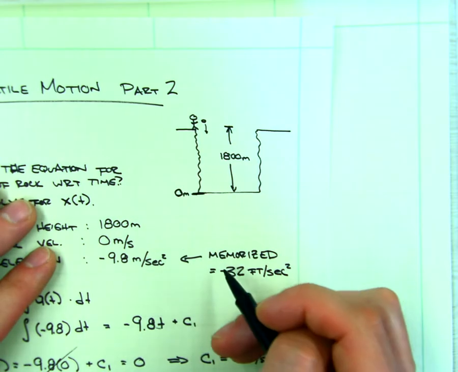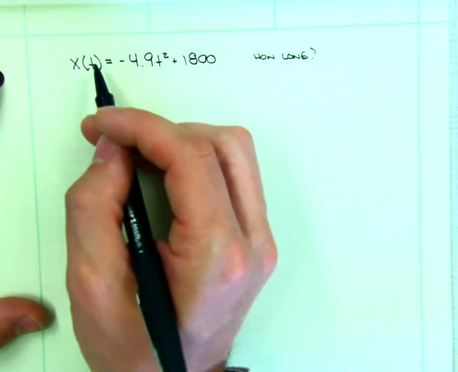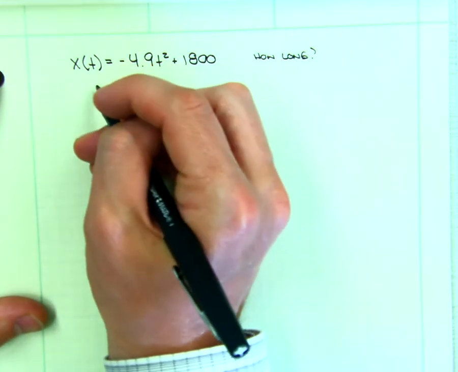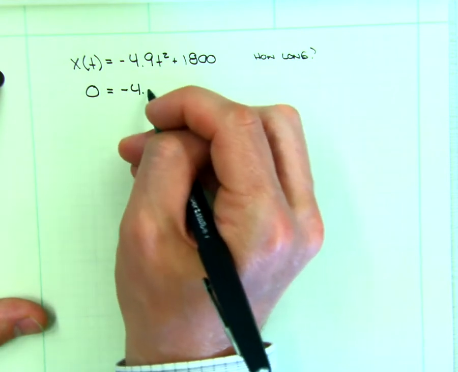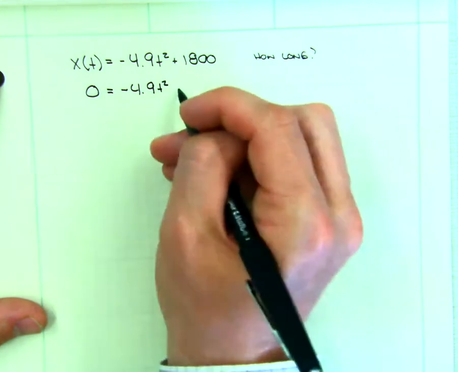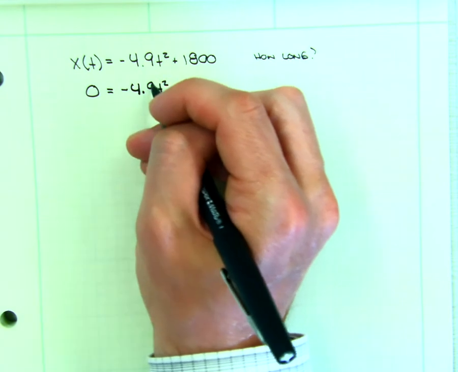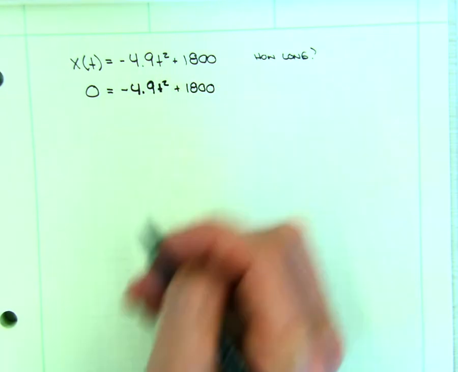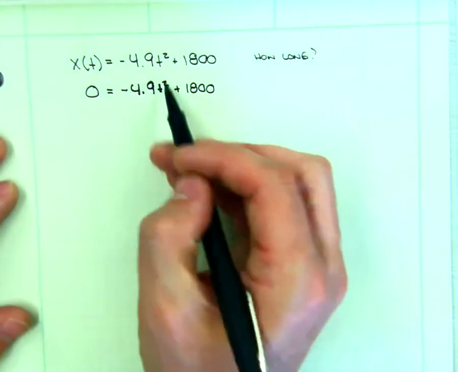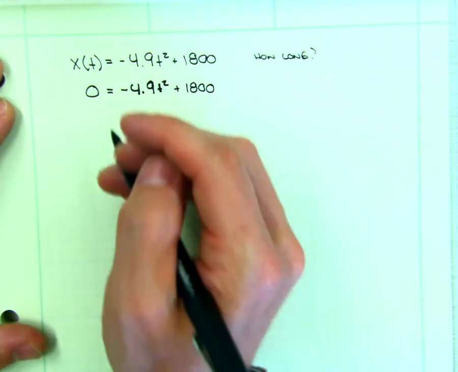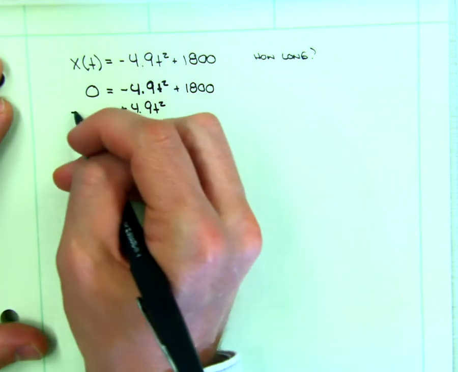This is going to be 1,800 meters where you're standing, and this is going to be 0. So I'm basically asking, when is x of t going to be equal to 0? So all I'm going to do is replace x of t with 0 and solve this equation for time. Remember, that's what I'm trying to solve for, how long this is going to take. So I've got negative 4.9 t squared plus 1,800. And now I'm just rearranging this equation using algebra to solve for t. How long is it going to take in seconds, right? So I can add 4.9 t squared to both sides.